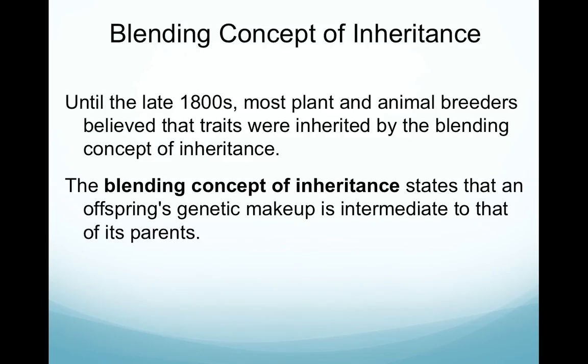Until the late 1800s, most plant and animal breeders believed that traits were inherited by what they called a blending concept of inheritance. The blending concept of inheritance states that an offspring's genetic makeup is intermediate to that of its parents. So basically, if you crossed a white flower with a red flower, you would end up with a pink flower, an intermediate between the two parents. But this theory did not really explain observed inheritance patterns. So why would a baby with one parent who has brown eyes and one parent who has blue eyes not always have hazel eyes, not always have an intermediate between the two parents?